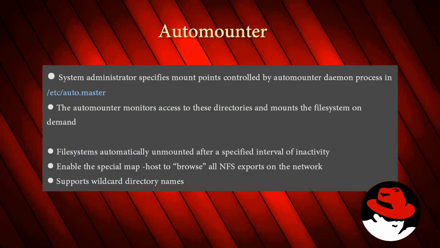You can also use an automounter, where the system administrator specifies mount points controlled by the automounter daemon process located in auto.master. The automounter monitors access to these directories and mounts the file system on demand. It can mount automatically. The file systems are automatically unmounted after a specified interval of inactivity. To enable a special map, you can use -hosts to browse all NFS exports on the network. It supports wildcard directory names as well.